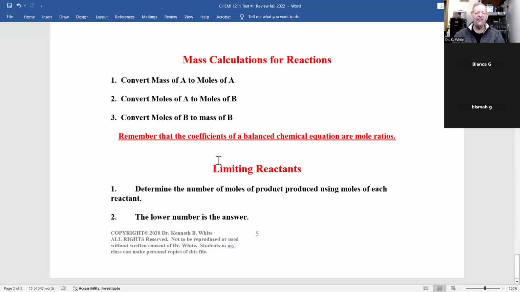Now, the last 2 problems I like to go through, one of them is called mass calculation. Think of mass being grams for a reaction. And there are 3 steps. And let me show you a problem.